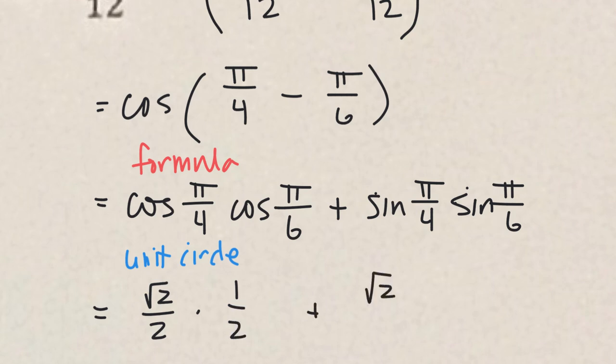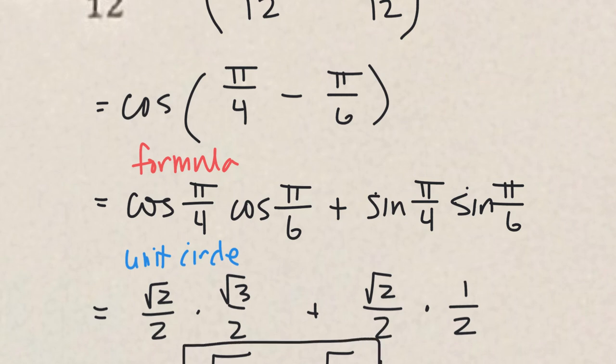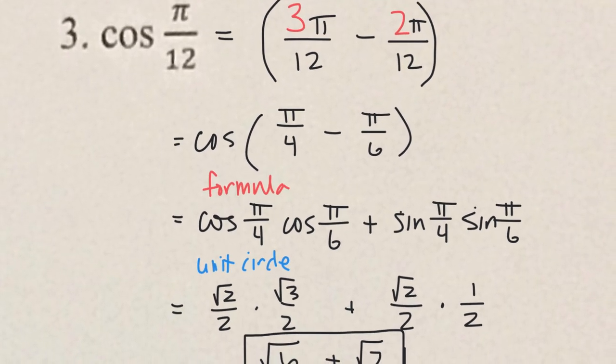The sine of pi over 4 is root 2 over 2. The sine of pi over 6 is, well, no, that's 1/2. My brain. This one is root 3 over 2. That's the cosine of pi over 6. I apologize. And now to multiply, I get root 6 over 4 plus root 2 over 4, which combines to give me root 6 plus root 2, all divided by 4 as my final answer for the cosine of pi over 12.